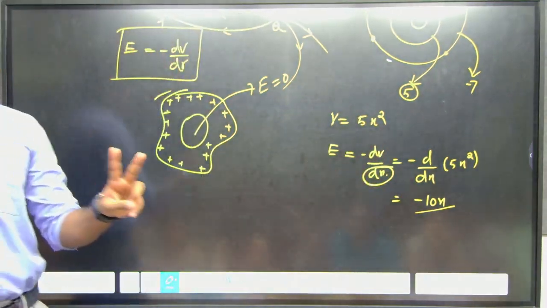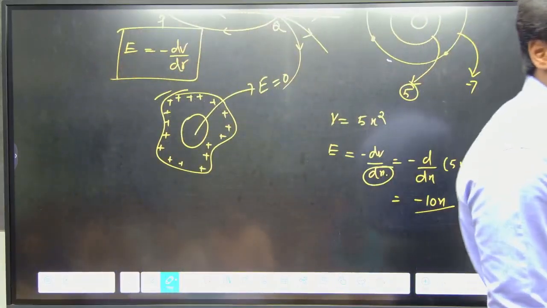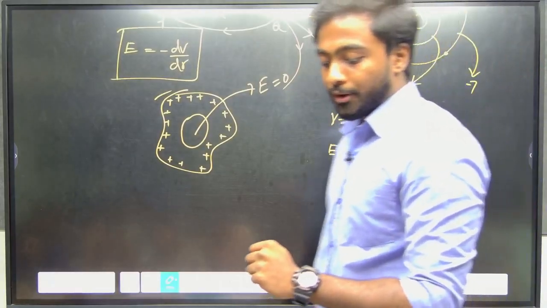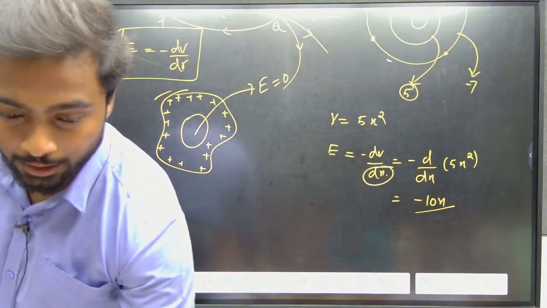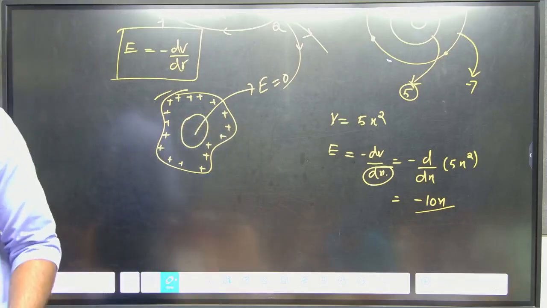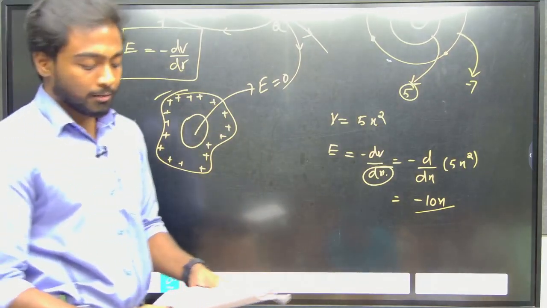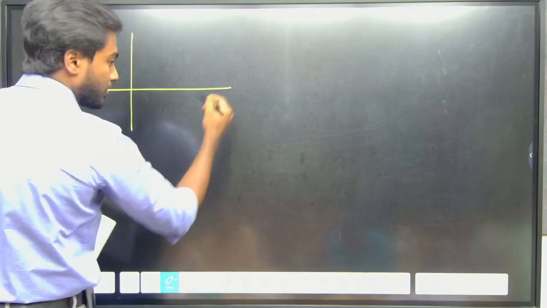Okay, now the last example. Find the potential difference between A and B of a uniform field. So this question is not based on differentiation.